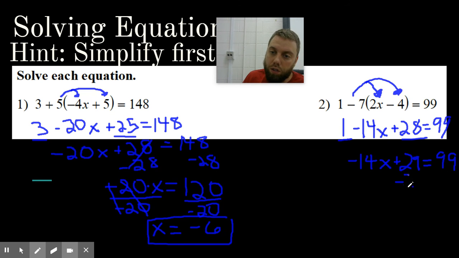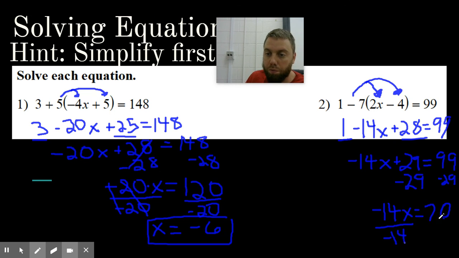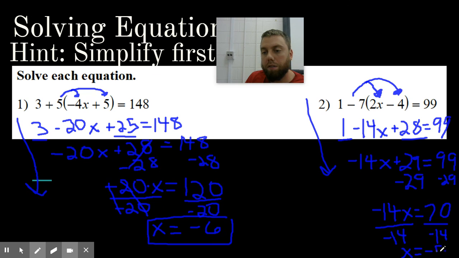Okay, now to get rid of this 29, we're going to subtract 29. We have negative 14x equals 99 minus 29 is 70. If you don't believe me, plug it in the calculator. Divide both sides by the 14, more specifically the negative 14. And notice I'm working down in both of these problems. I'm not working across, I'm working down. And x equals negative 5. And again, you can use your calculator for that.